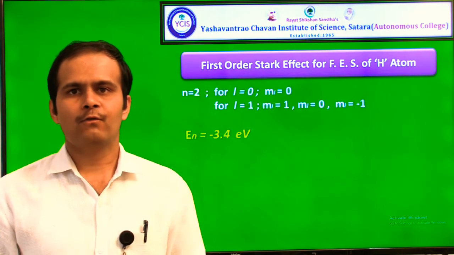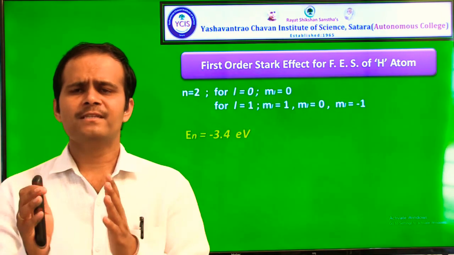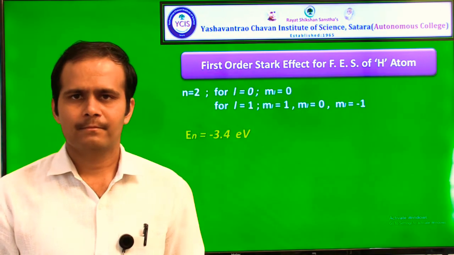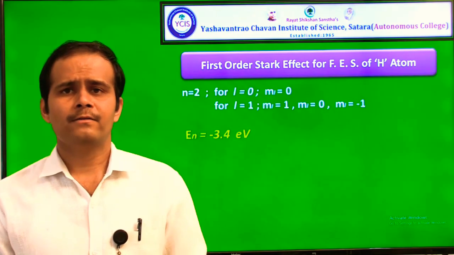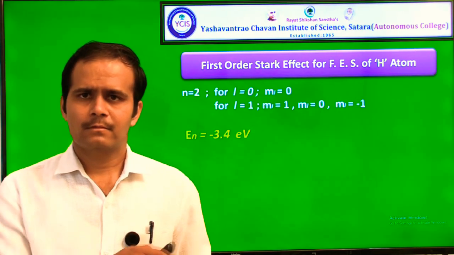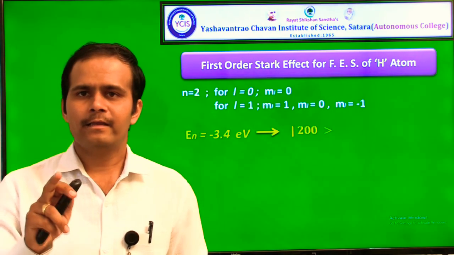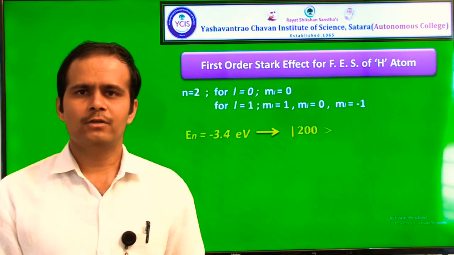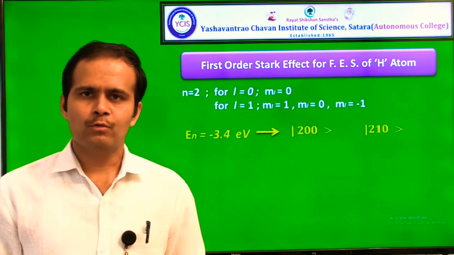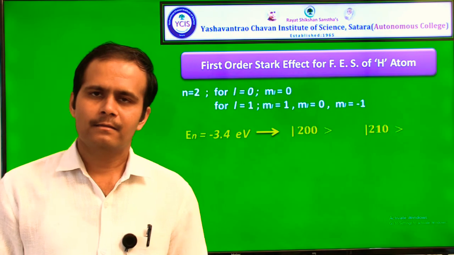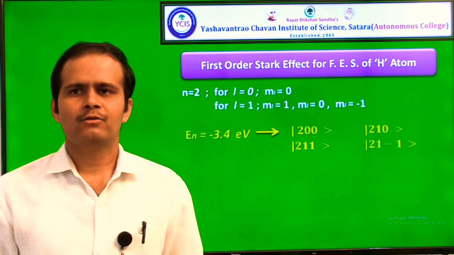So there are a total of 4 different states in this first excited state of hydrogen atom, and each state has energy equal to minus 3.4 electron volt. See, this is the 2, 0, 0 state, that is n equal to 2, l equal to 0 and m equal to 0. The second state will be n equal to 2, l equal to 1 and m equal to 0. Next 2, 1, 1 and 2, 1, minus 1.